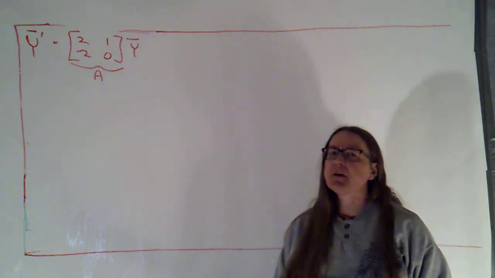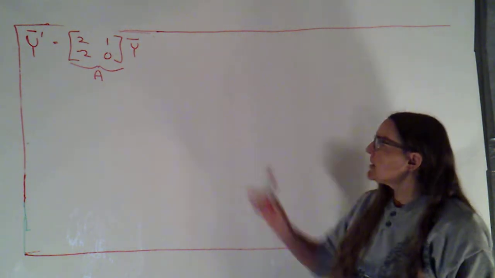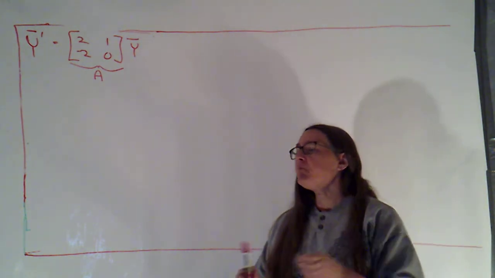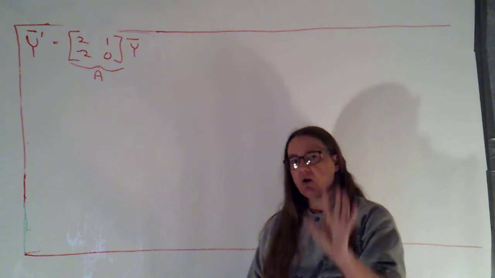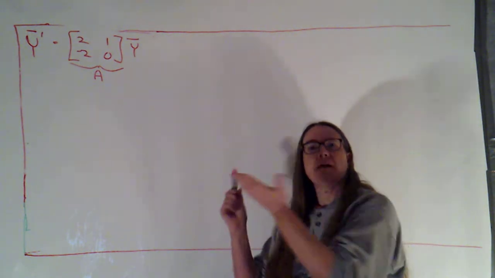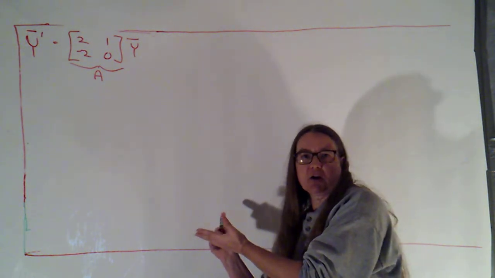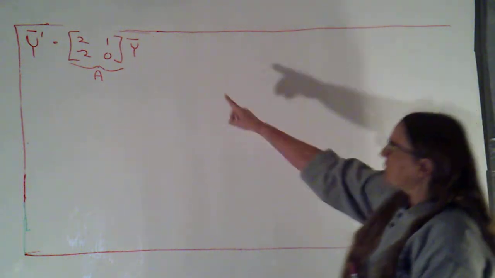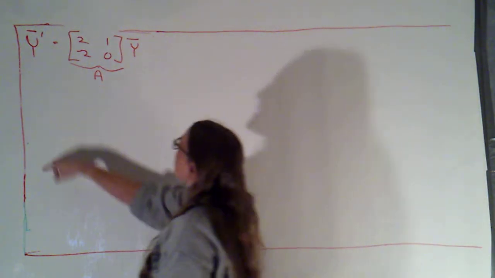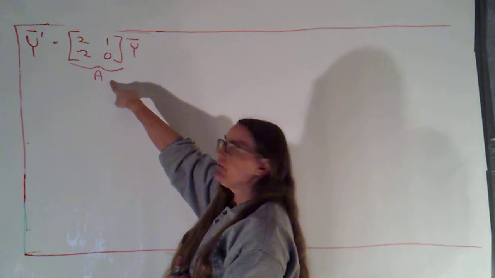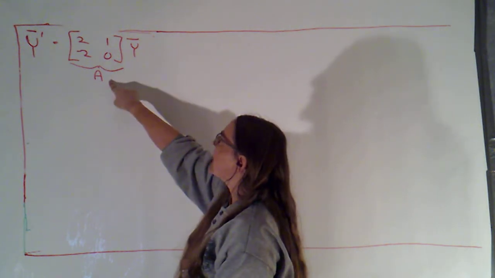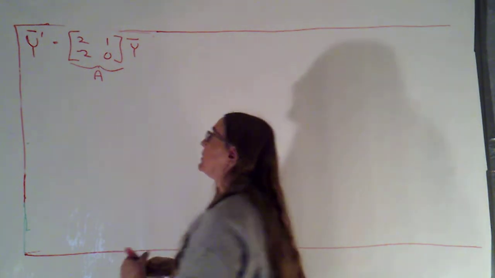So I just wanted to do another example. And with this example, I'm going to encourage you periodically to just pause the video, do a step, and then turn it back on and check with my work. Okay? All right, so we're looking at this system: Y prime equals this matrix A, real valued, times Y. And I want to try to find all of the solutions.